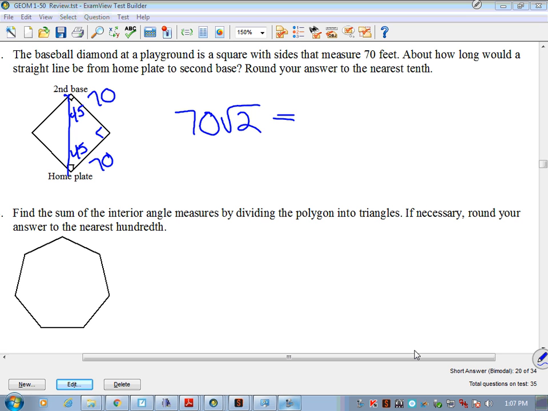99 feet, folks. You could have done 70 squared plus 70 squared equals c squared. You would still have gotten 70 radical 2, and you still would have plugged that in the calculator, and you still would have gotten 99 feet.